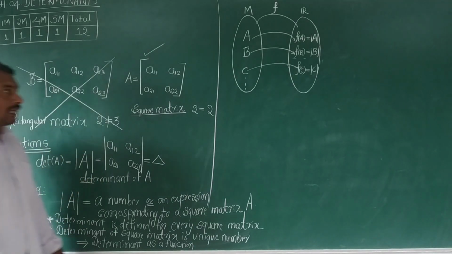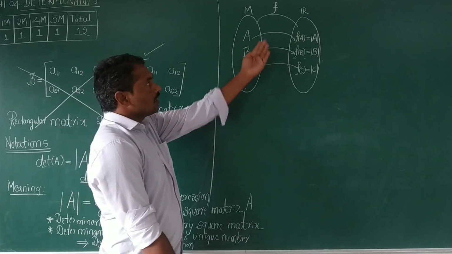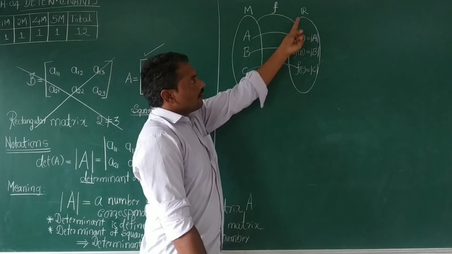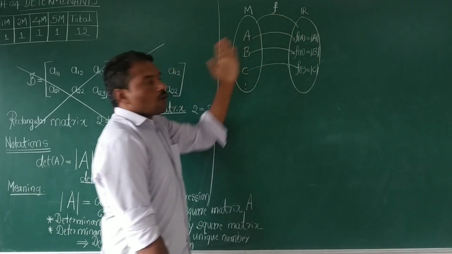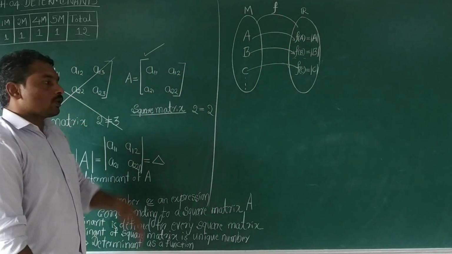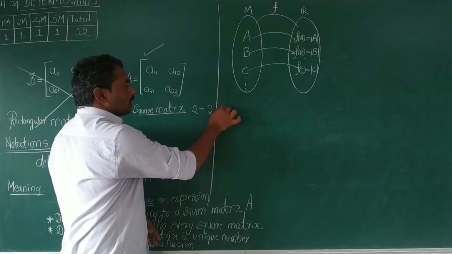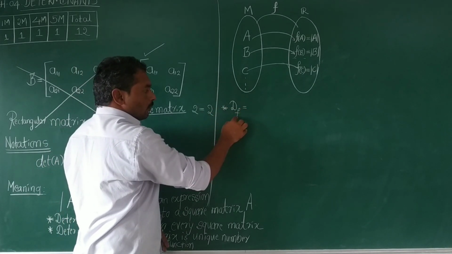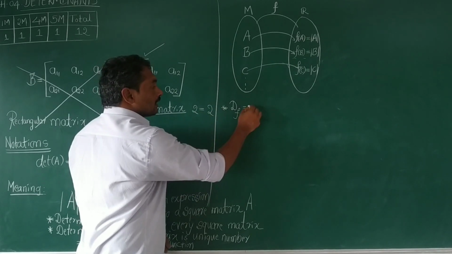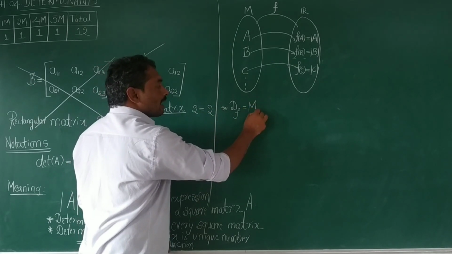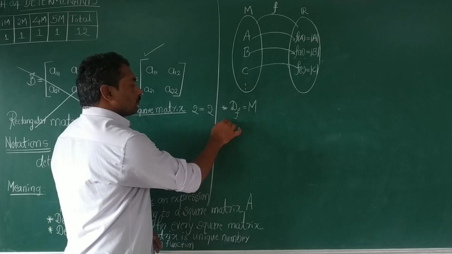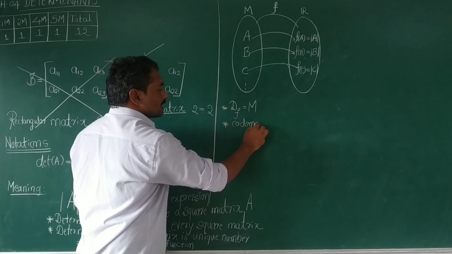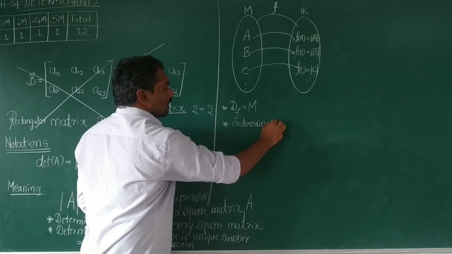So determinant is defined as a function which relates every square matrix to a real number. So that is called determinant. Here you can observe the domain of the function, or the domain of the determinant, is the set of all square matrices, and the codomain of the function is the set of all real numbers.